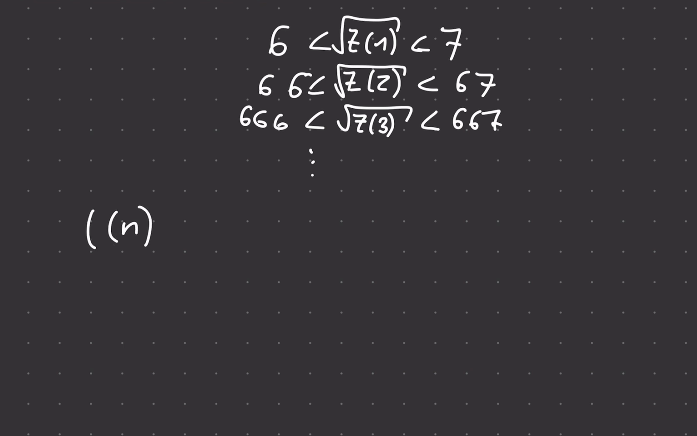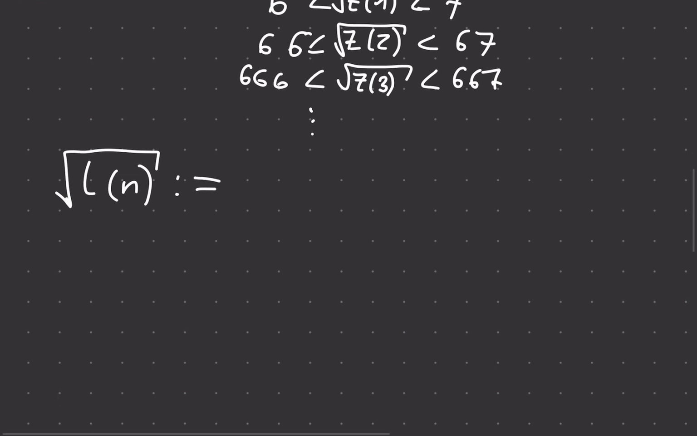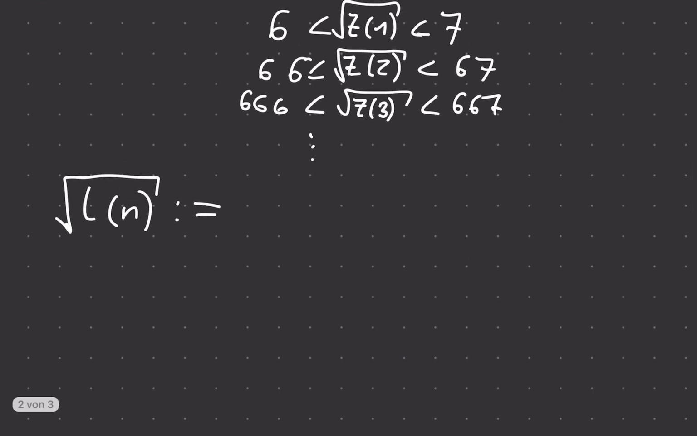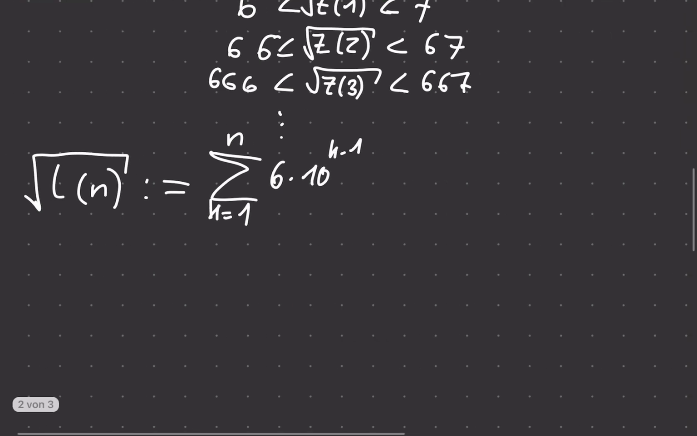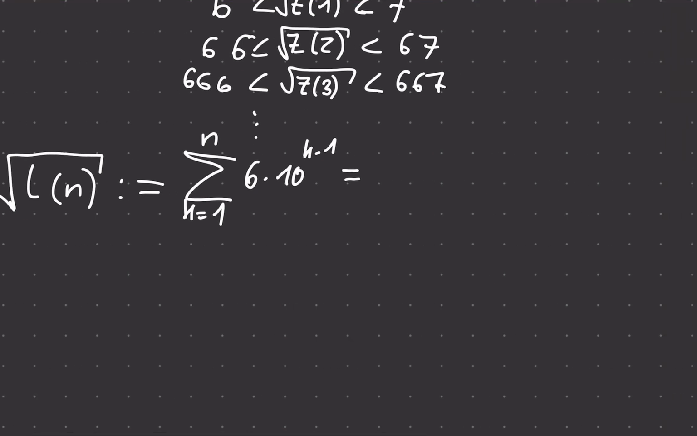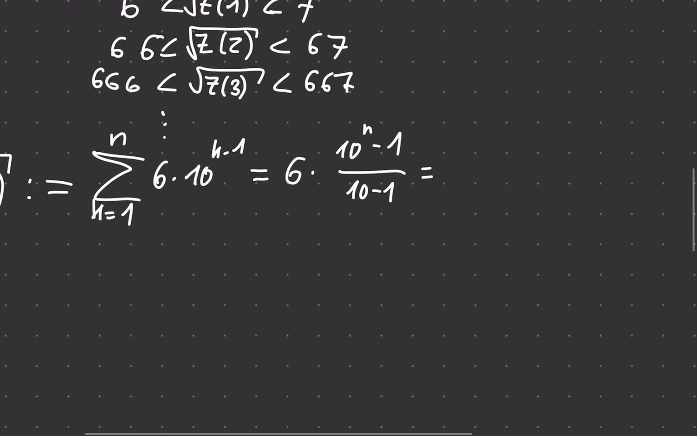And in fact, I'm going to call it the square root of L of n. So let the square root of L of n be these smaller numbers: the sum from k that goes from 1 to n of 6 times 10 to the k minus 1, which then, according to our geometric series formula, is nothing else than 6 times 10 to the n minus 1 divided by 10 minus 1. And this can be simplified to 2/3 times 10 to the n minus 1.